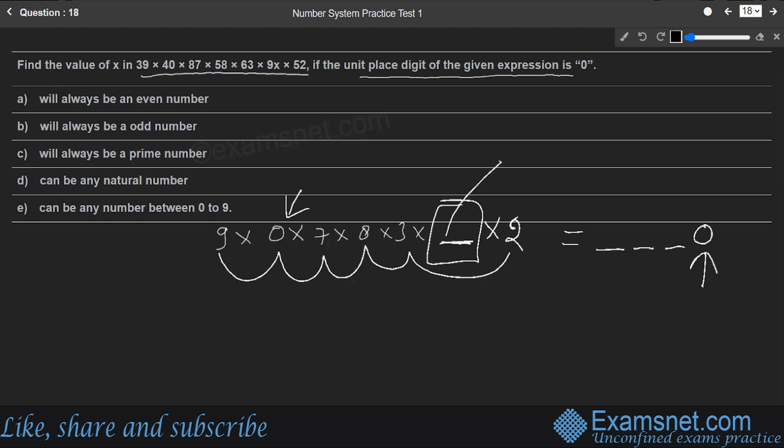Whatever value the unit digit of this gap holds, the ultimate unit digit is going to be 0 only, because there is a 0 available, and if you multiply anything by 0, it becomes 0. So it doesn't matter what the unit digit of this gap is, because ultimately the unit digit is becoming 0. That means this gap can take any unit digit. There are 10 unit digits available, from 0 to 9. So the answer can be any number between 0 and 9, which is available in option E, and is the right answer.